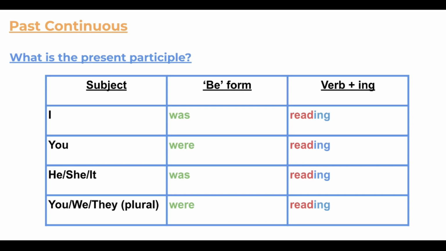Okay, so we've got this example here to show you with the auxiliary verb be, and then we've just got a verb here plus that present participle ing. So you can say, I was reading, you were reading, he, she, it was reading, you, we, they, plural, were reading. So you make sure that the to be matches the subject, and then verb plus ing.